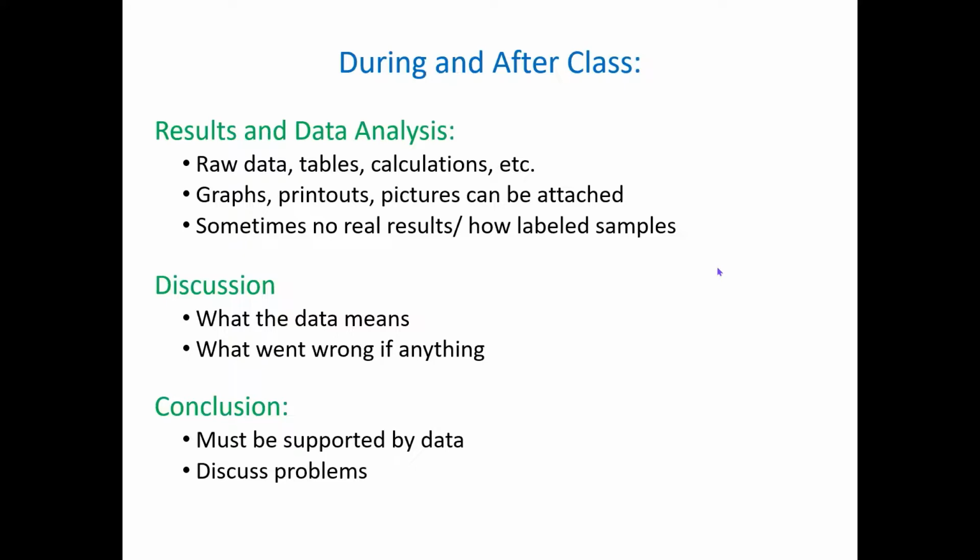Sometimes though, there are no real results. Maybe you can write down how you labeled your samples. If you come back to these samples 2 weeks later and you haven't written it down, or your lab partner had, and you don't know what is in there, it can be hard to figure out how to proceed. For discussion, put what your data means and what went wrong, if anything. And then the conclusion, something that is supported by the data: I successfully purified GFP and RFP TAP. Or, I did not successfully purify GFP and RFP TAP, possibly because, and give some reasons.